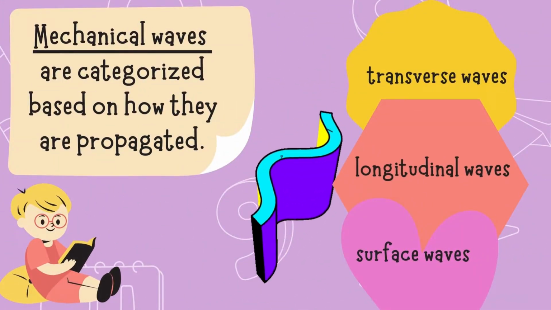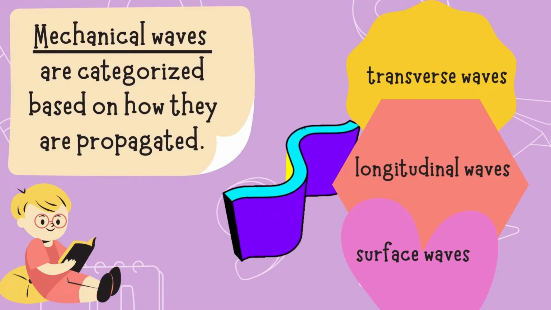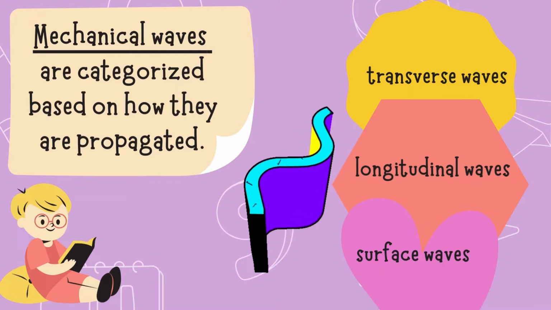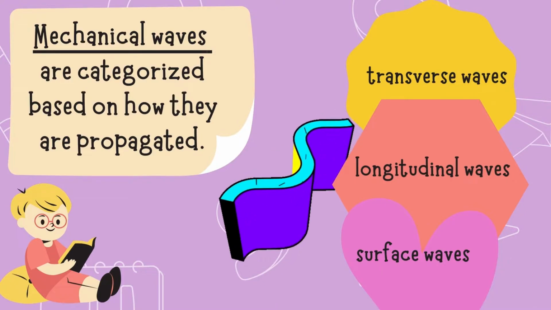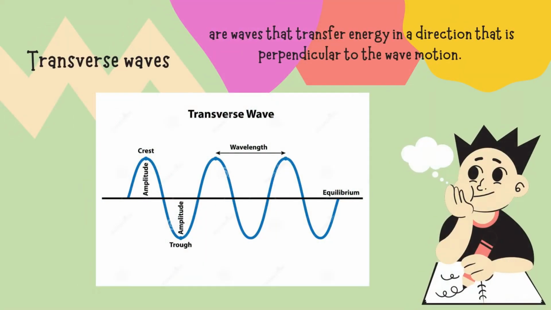Mechanical waves are categorized based on how they are propagated. It could be transverse waves, longitudinal waves, or surface waves. Transverse waves are waves that transfer energy in a direction that is perpendicular to the wave motion.